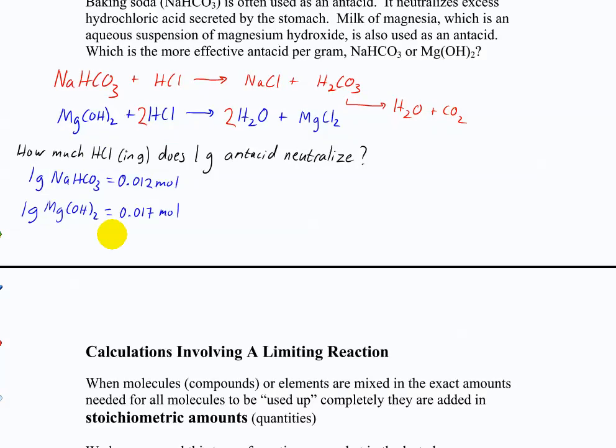So how many moles of HCl does 0.012 moles of sodium bicarbonate neutralize? One, right? The same amount, multiplied by one. So this neutralizes 0.012 times one, which equals 0.012 moles HCl.